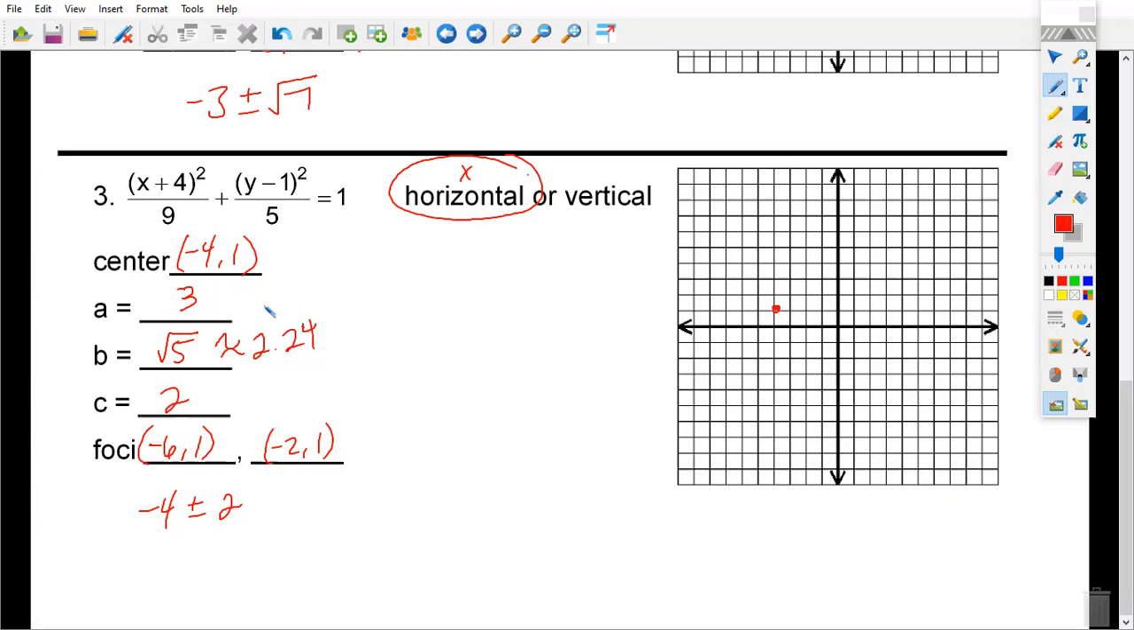Because it's horizontal, this is where I'm going left and right, and this is how I'm going up and down. So I'm going to go left 3. 1, 2, 3. Go right 3. 1, 2, 3. Go up 2 and some change. Go down 2 and some change. And here is my ellipse. Plot my foci, which are at negative 6, 1 and at negative 2, 1. And there's your ellipse.